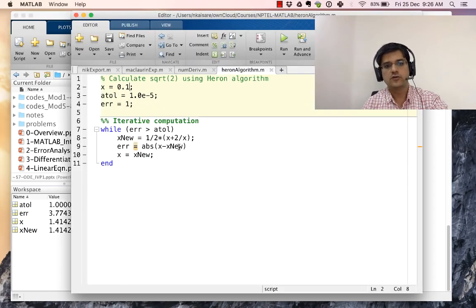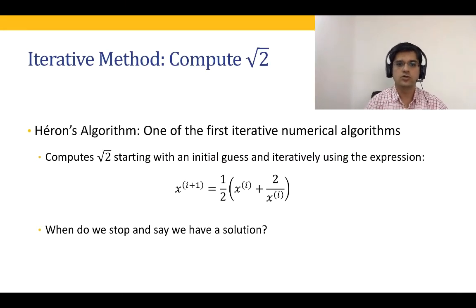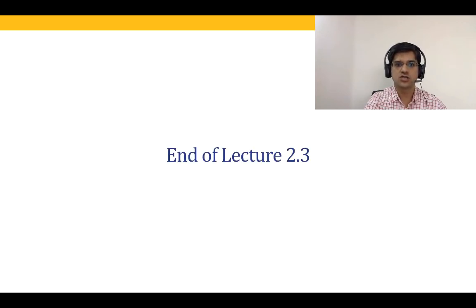Okay, so with that, I come to the end of this lecture. What we have discussed over here is we looked at a direct method, and then we looked at an iterative method, and we looked at the criteria: when do we stop and say we have a solution? We will stop and say that we have a solution when the absolute value of the difference between x new and x old falls below a certain tolerance threshold.